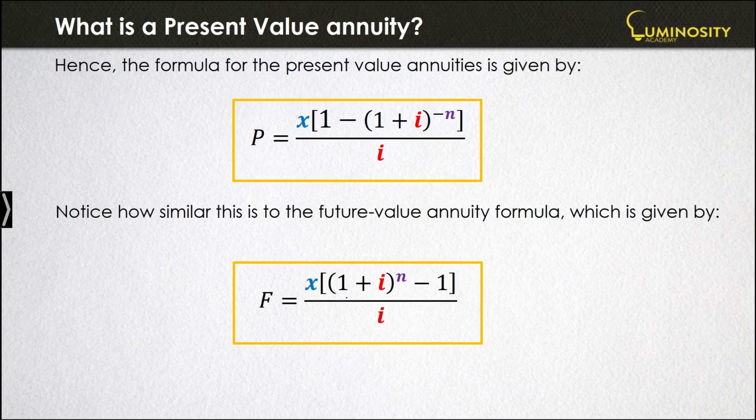Now, look at the formula for present value annuities. The present value is X, the regular payment you'll be making, times 1 minus (1 plus i) to the negative n, all over i. Look how similar that is to the future value annuity formula, which is X times (1 plus i) to the positive n minus 1, all over i. All right, so those are the two important formulae we're going to be working with, present value and future value.